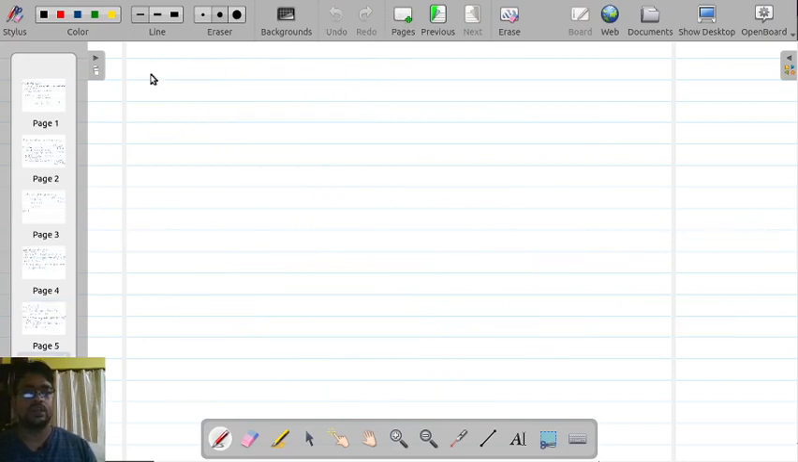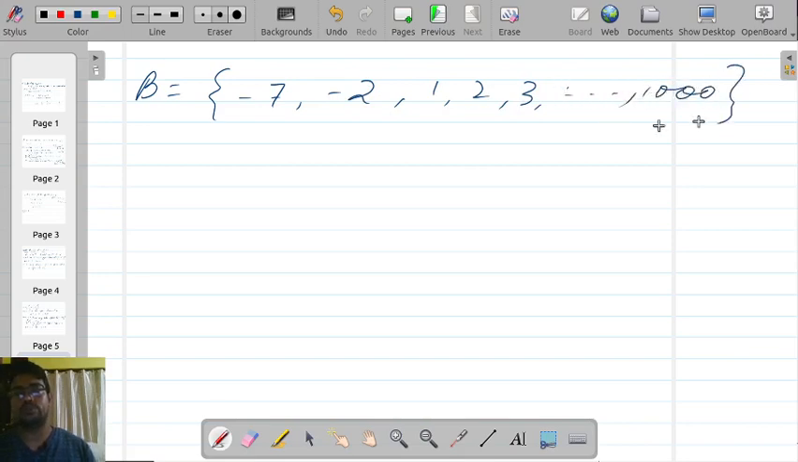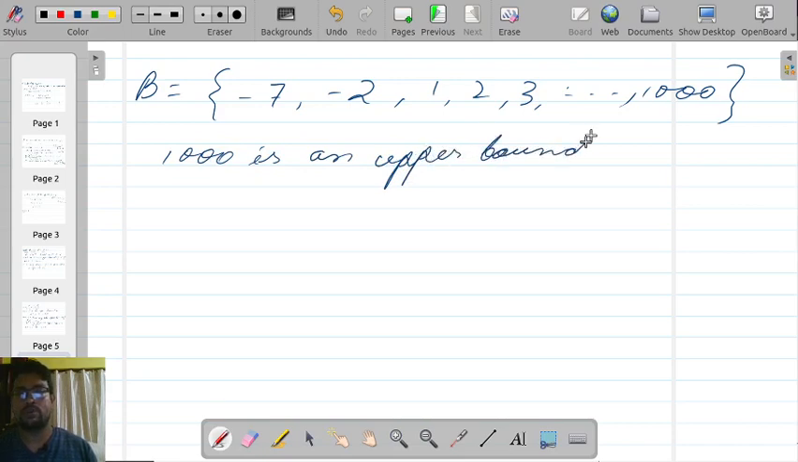Say I take another set, something like minus 7, minus 2, 1, 2, 3. That way it continues up to say 1000. So what is an upper bound of this set? 1000 is an upper bound of this set. Then say 1001 is also an upper bound.